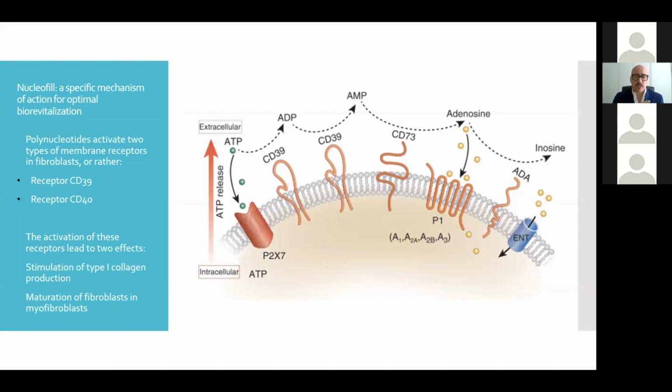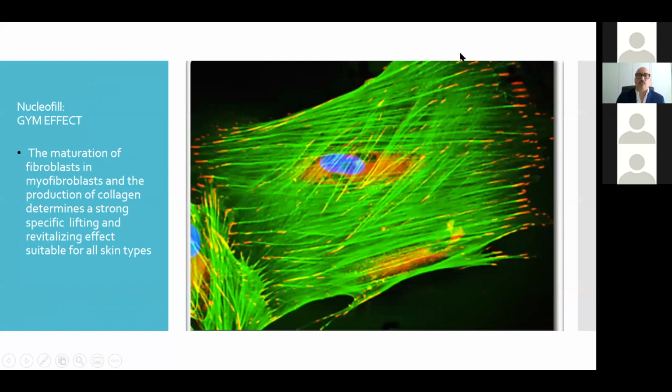A second effect is the production of myofilament inside the fibroblast and the maturation of the fibroblast into myofibroblast. This is what we call the gym effect. And here we also have an image of a fibroblast that has matured into a myofibroblast. All the little myofilaments that we can see here are actin filaments that give a particular strength to the cells.